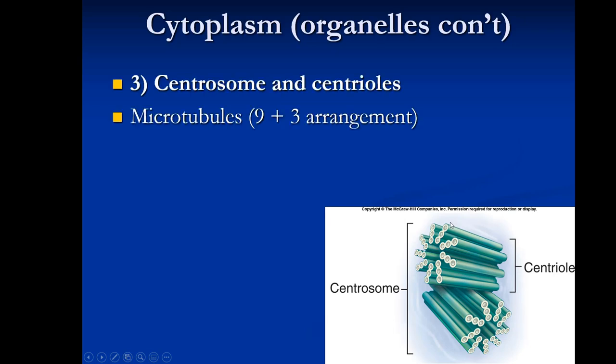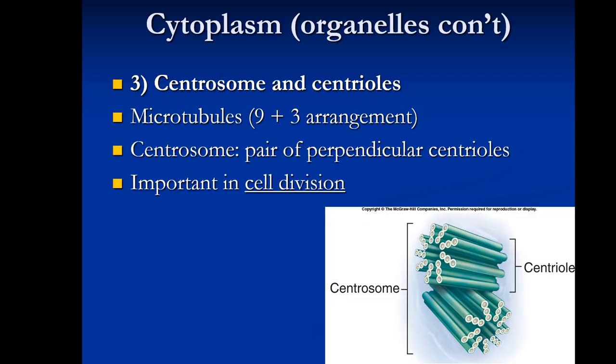As far as the centrosome and centrioles, these are really important in cell division. Cells have these. Terminology-wise, these are microtubules, the same microtubules we just talked about on the previous slide. They're arranged in what we call a 9+3 arrangement, so there's 9 groups of 3. One of these is called a centriole. A centriole looks like this. If you get 2 centrioles that are perpendicular to each other, that's called a centrosome. These are really important in cell division. They form what we call the mitotic spindle, which we'll get to later in this lecture.